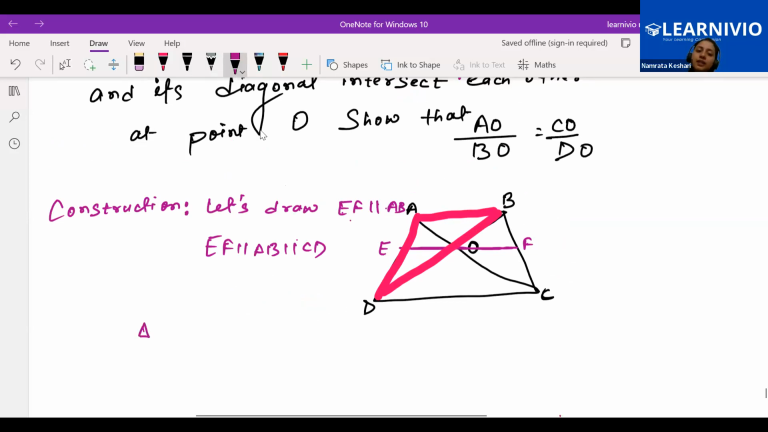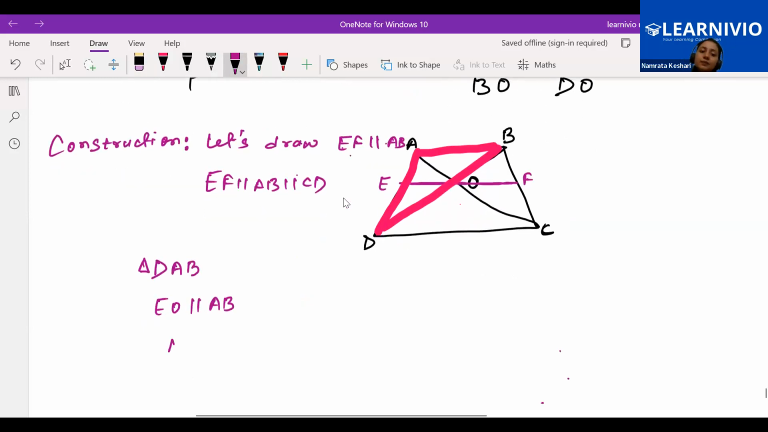So we will say in triangle DAB, EO is parallel to AB. That's how we have done the construction. Then by the basic proportionality theorem, we can say that AE by DE is equal to BO by DO. Yes or no? Yes, ma'am.